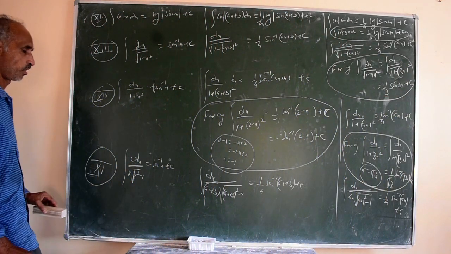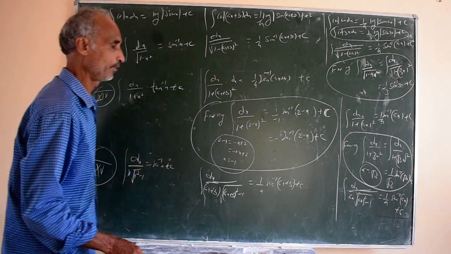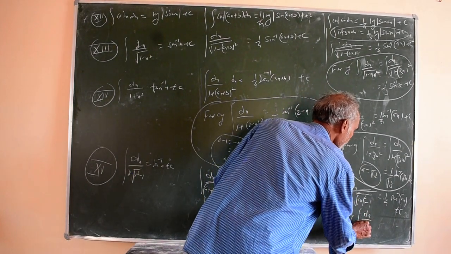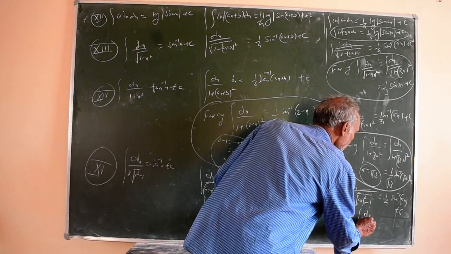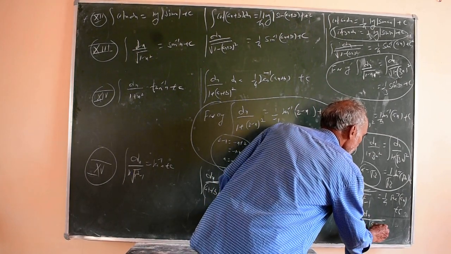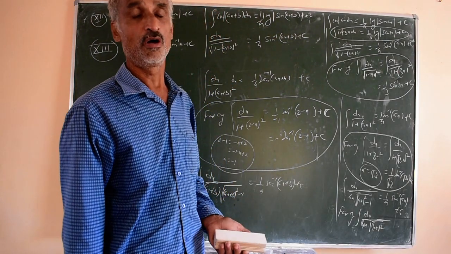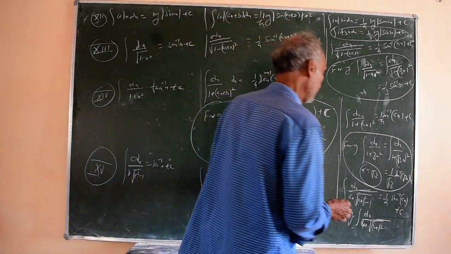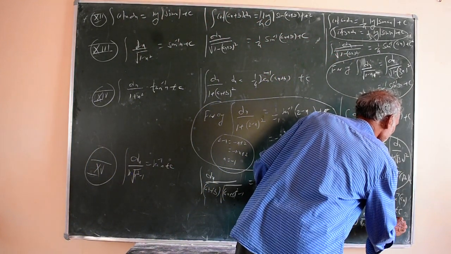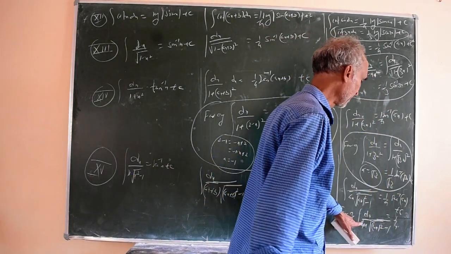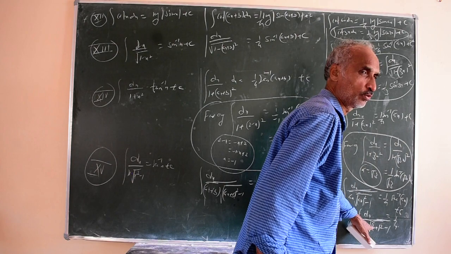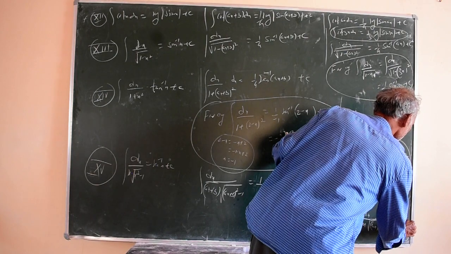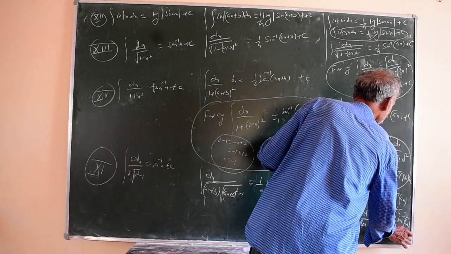Okay, for example, I have taken an example. Integration of dx upon 4x into root of 4x the whole square. 4x the whole square means root of 16x square. If 16x square is given, you have to write it as 4x the whole square minus 1 is equal to 1 by a, where a is 4, into sec inverse 4x plus c.